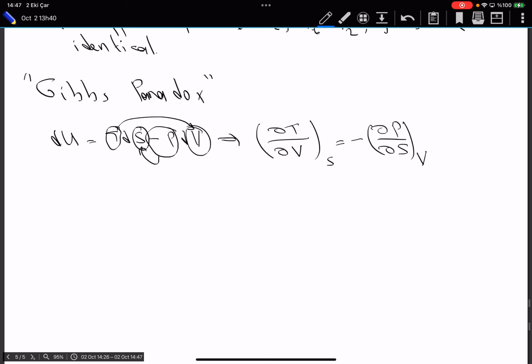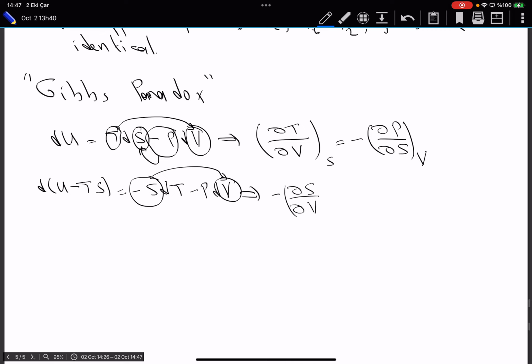And then we defined U minus TS, this was minus SdT minus PdV, which told me that, using the same thing, the derivative of this one with respect to this parameter, minus dS by dV at constant temperature, is equal to the derivative of this coefficient, minus the derivative of P with respect to this variable. Again, it's just the fact that if you have a function, its second derivative with respect to two of its arguments, you can change their order and they should still be equal.